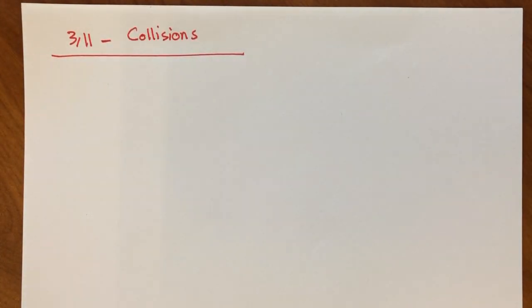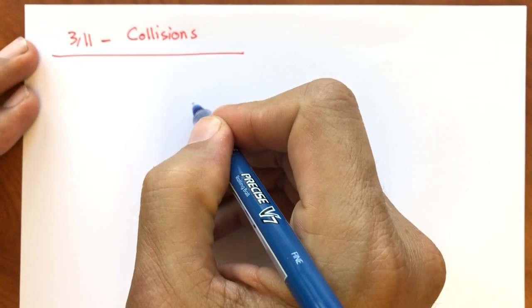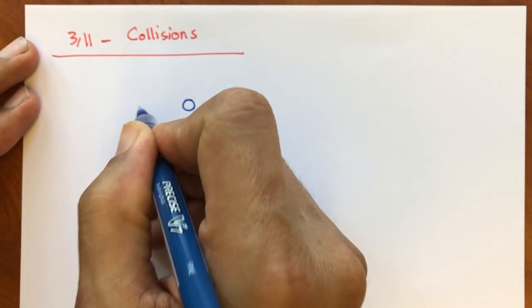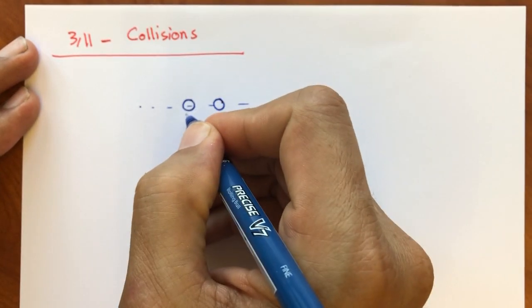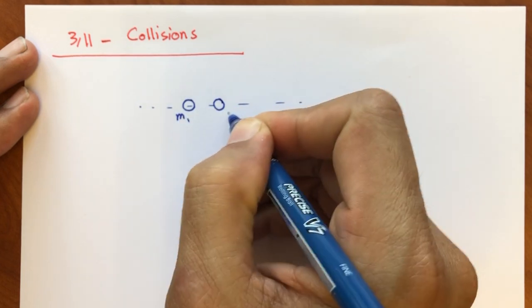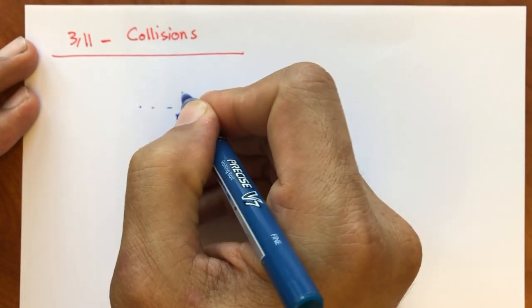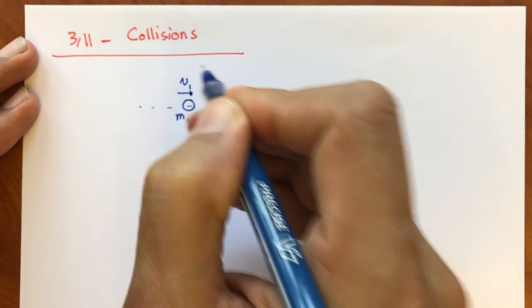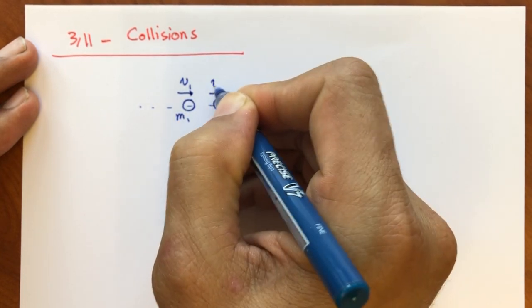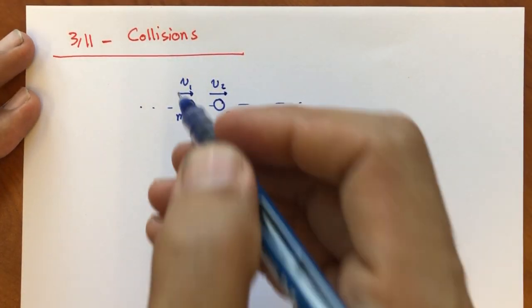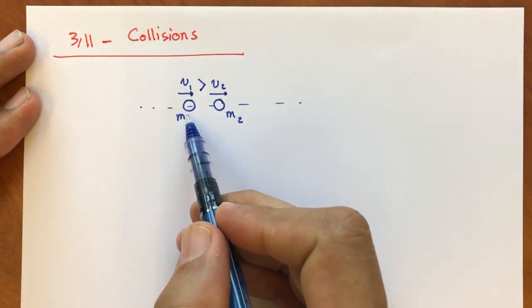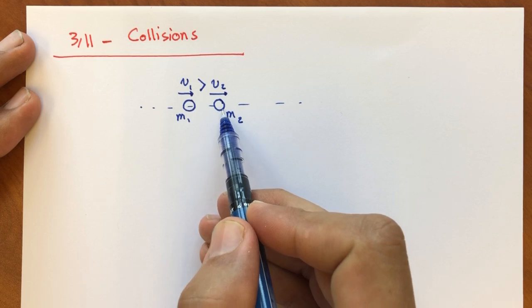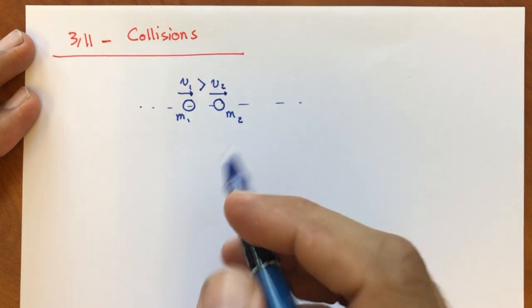In section 311, we are going to talk about collision. So let's say we have two particles which are moving on the same line, like this one with the mass of m1 and this one with the mass of m2. Let's say velocity of this one is v1 and velocity of this one is v2. And let's say v1 is bigger than v2. Because the velocity of this one is bigger than the other one, finally it's gonna hit this one, right?